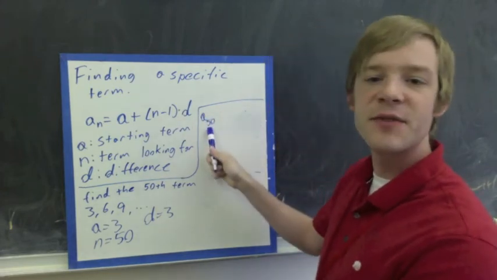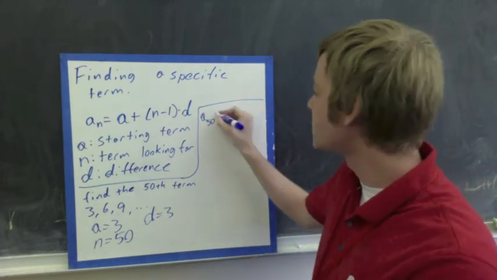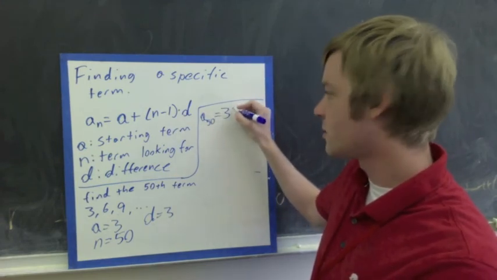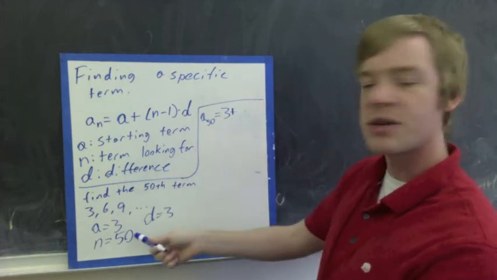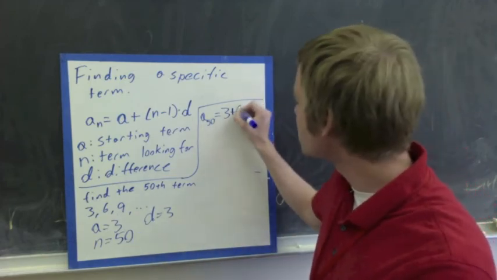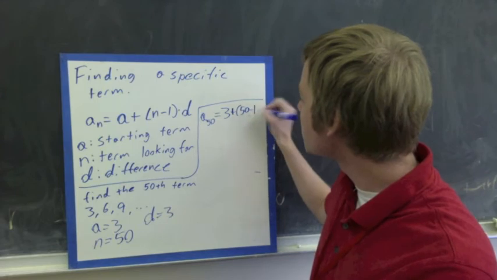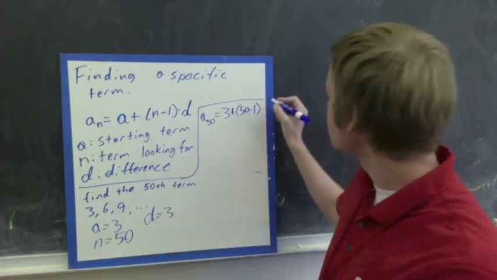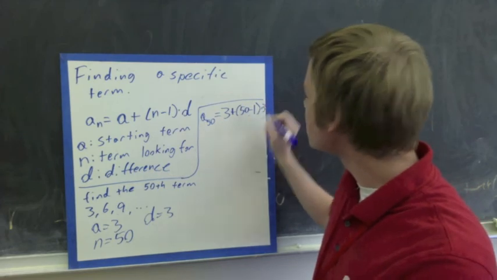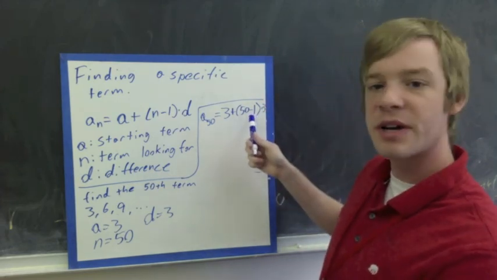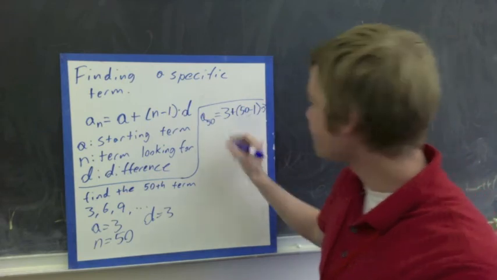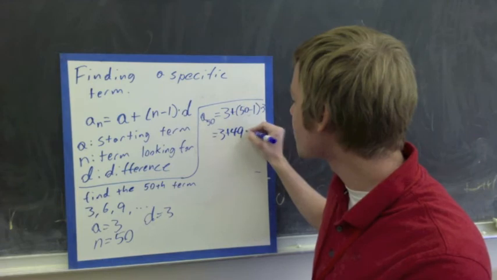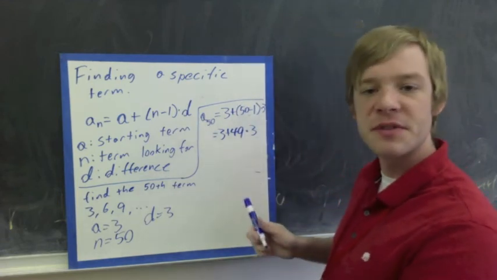So this is a to the 50, so this will be our 50th term, equal to 3 plus n minus 1, so 50 minus 1. And then times my difference of 3 here. So we start with the 50 minus 1, which will give us 49. We don't need the parentheses anymore.